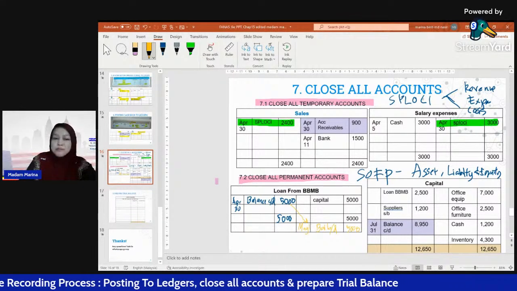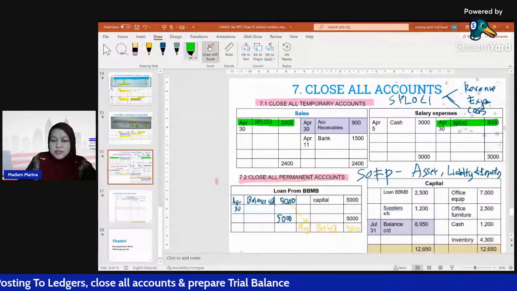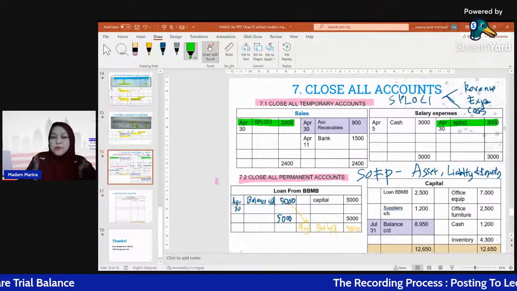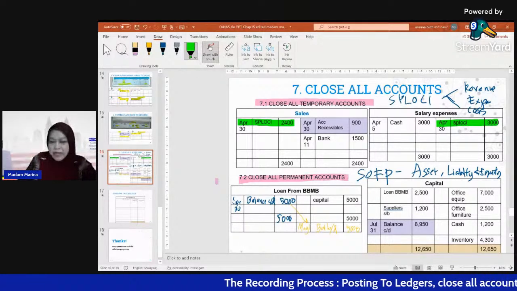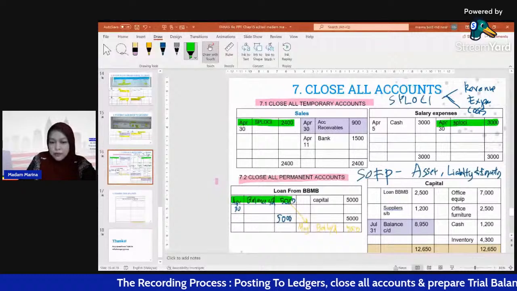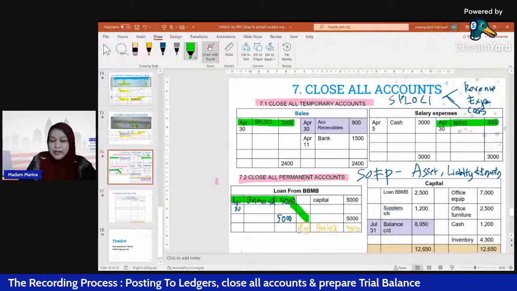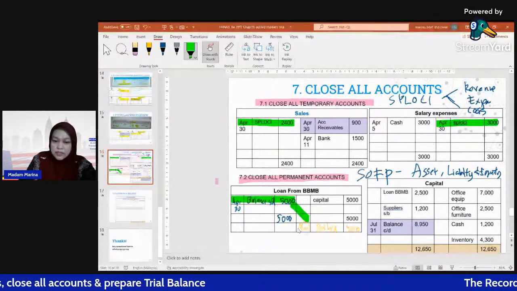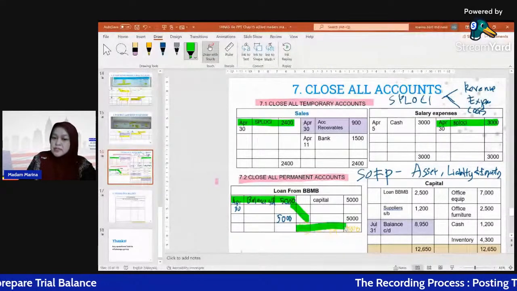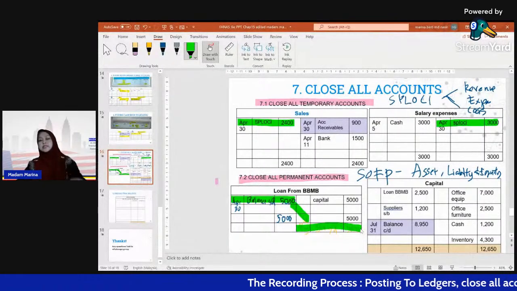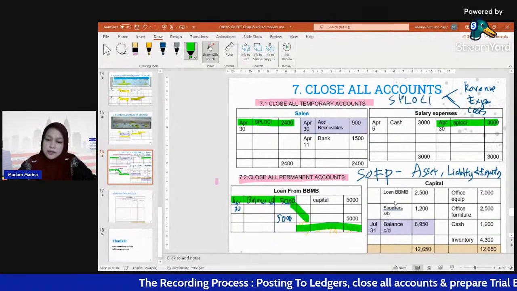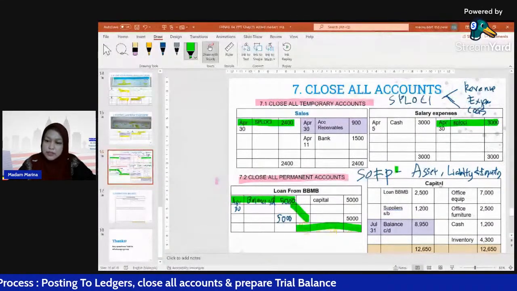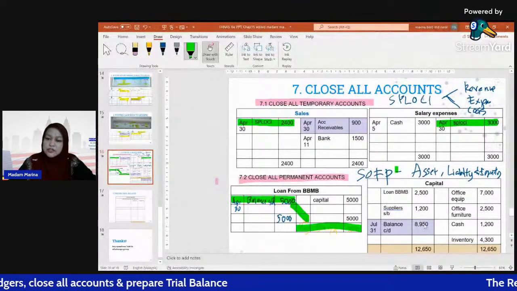close permanent account. Okay, to close permanent account is not same with how to close temporary account. For permanent account, okay, the particulars is balance carried down, and we also move to the next accounting month, which is May, as a balance brought down. Baki akhir dia akan jadi baki awal. Okay. So sama juga dengan capital. Capital tadi Madam dah ajar how to close this account.